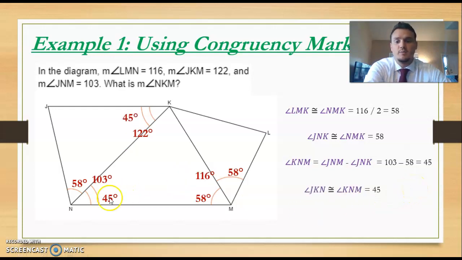Finally, since these two angles have two arc marks on them, they have to be congruent as well. So JKN is 45, and MNK is 45 as well, or KNM. They're congruent, so they're both 45. And then lastly, we know that JKM, this whole angle right here, is 122. This angle is 45, so that means that this angle right here is 122 minus 45, which is just 77 degrees. Hopefully that makes sense. There's kind of a lot of moving parts. You can rewind as you need to. Let's move on to the next example.